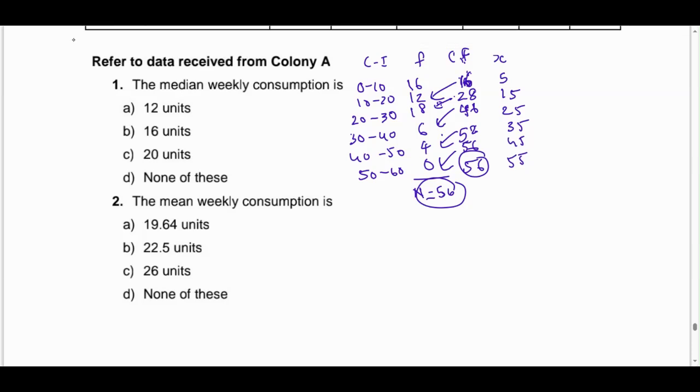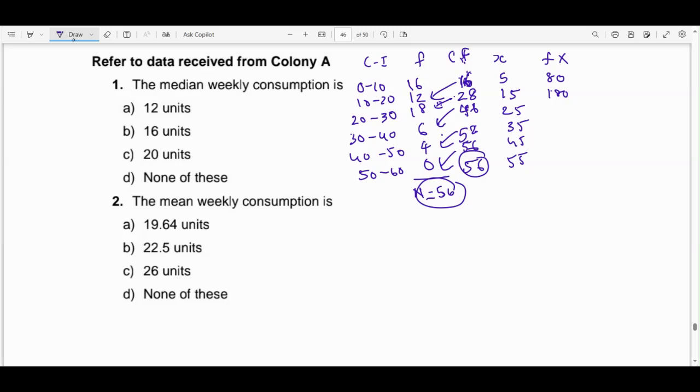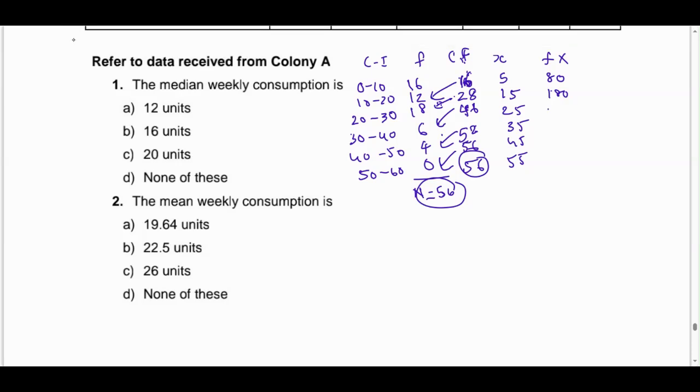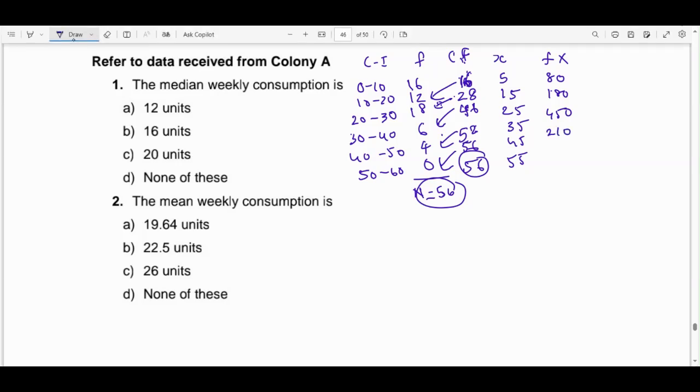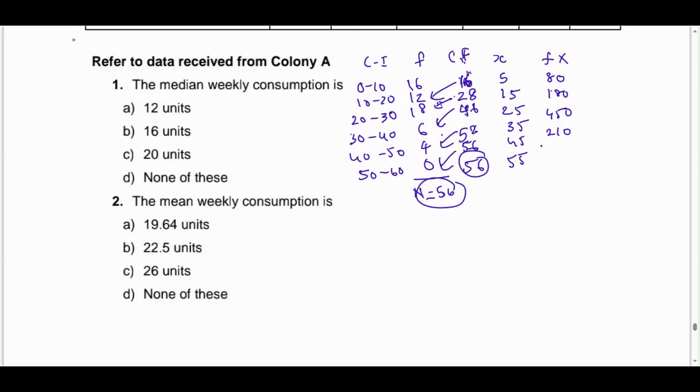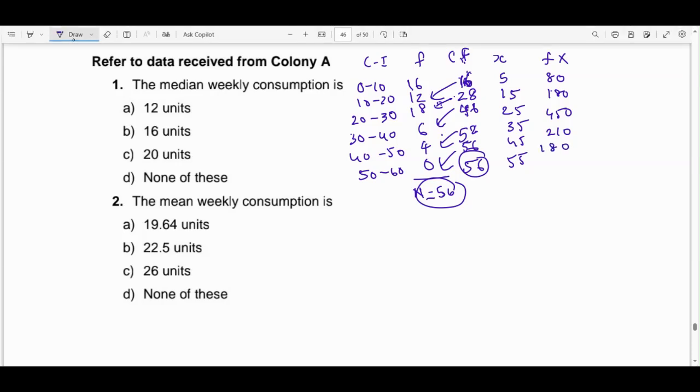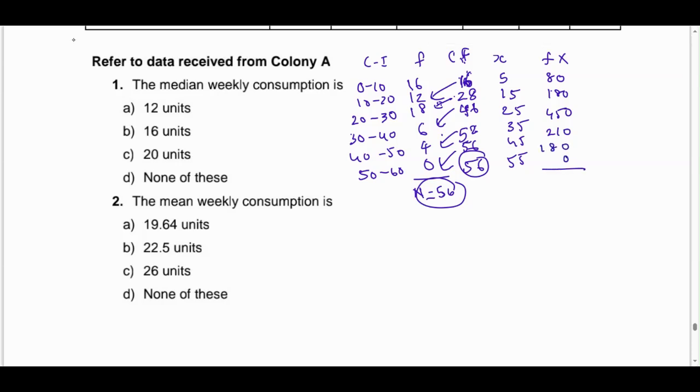Now multiply f into x. 16 into 5 is 80. 12 into 15 is 180. Then 25 into 18 is 450. Then 35 into 6 is 210. Then 45 into 4 is 180. Then 55 into 0 is 0. So when you add these, we get 1100, the summation of fx.